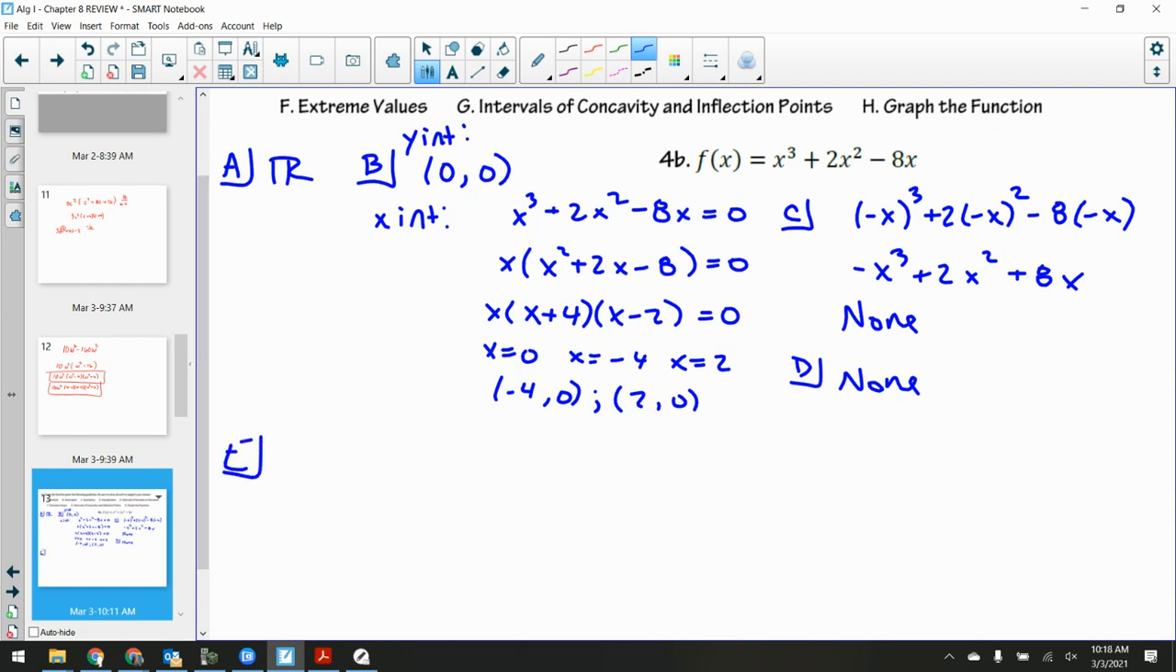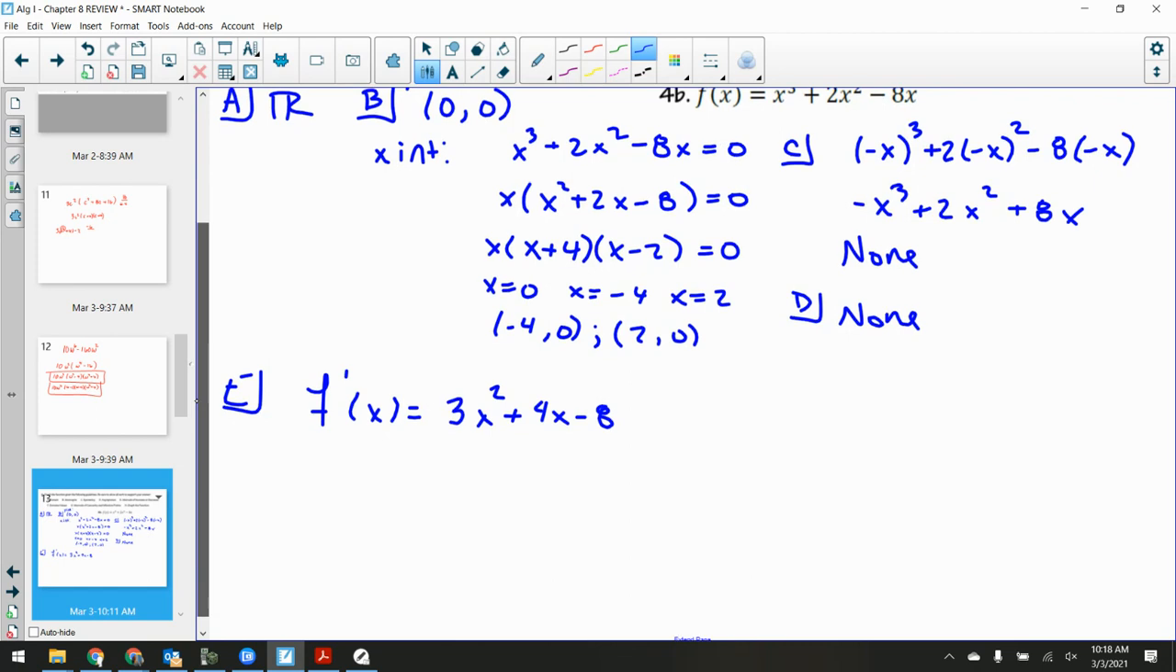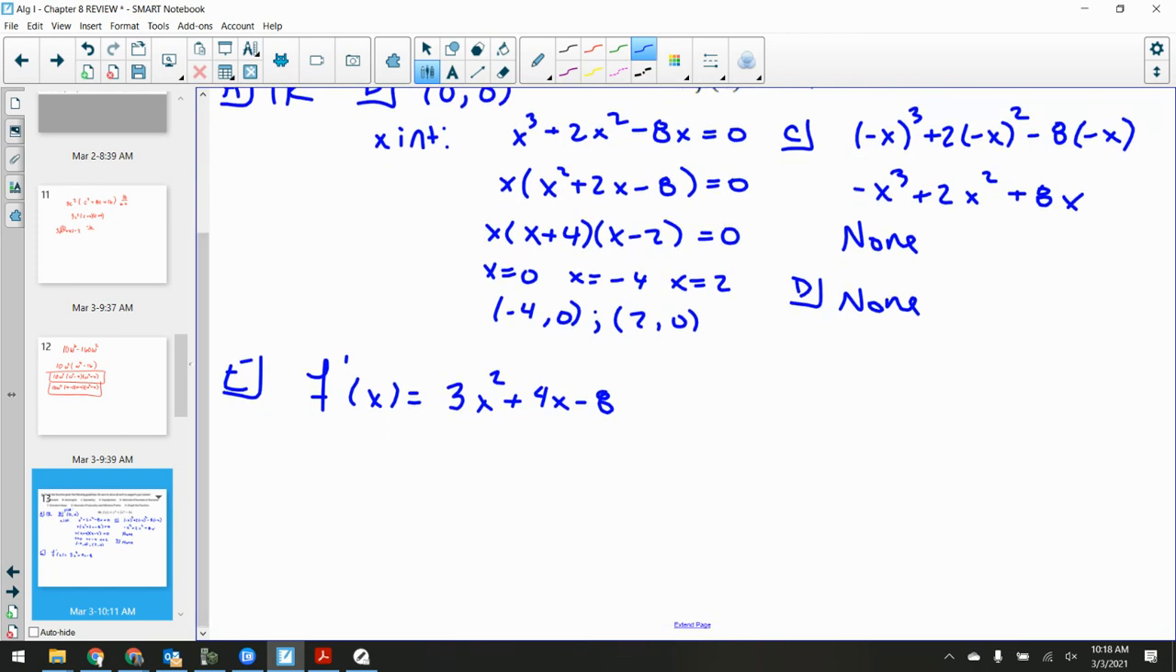So it was x to the third plus 2x squared minus 8x. So f prime of x is going to be 3x squared plus 4x minus 8, right? And the zeros of the derivative are going to be the critical points, the points at where my increase or decrease changes. So let's find the zeros. 3x squared plus 4x minus 8 equals 0.